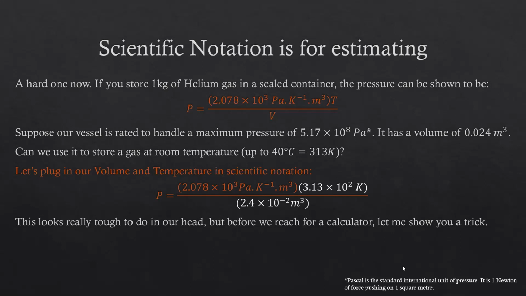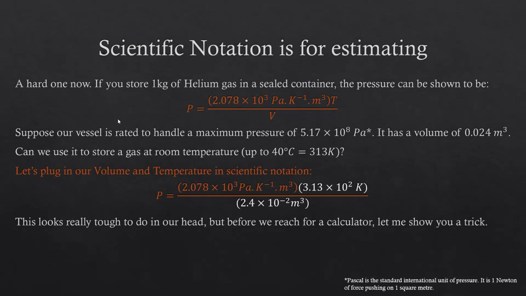So let me know if the problem is unclear, even if the solution is tough. Hopefully everyone can understand the problem here. We've got some relationship between temperature, volume, and pressure. We have a maximum pressure that we don't want to exceed, and we want to know, does this volume and this temperature cause us to exceed this pressure?